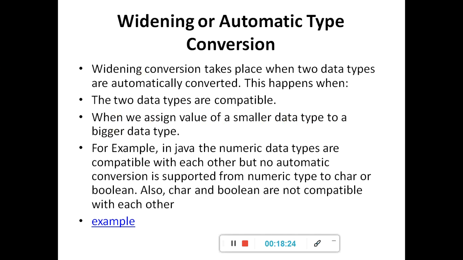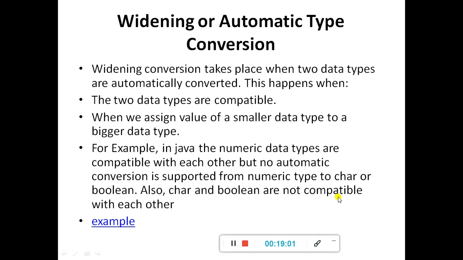it's a smaller data type, it takes less memory than the float. Okay, integer takes 4 bytes, float takes 8 bytes. So the integer over here is a value of a smaller data type. Now for example, in Java, the numeric data types are compatible with each other, but no automatic conversion is supported from numeric type to character or boolean. Means what? I cannot assign a character to a boolean or to an integer. Both of them should be of the same data types. That is what it is trying to say over here.